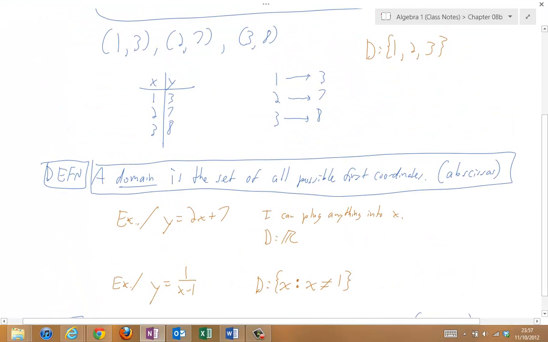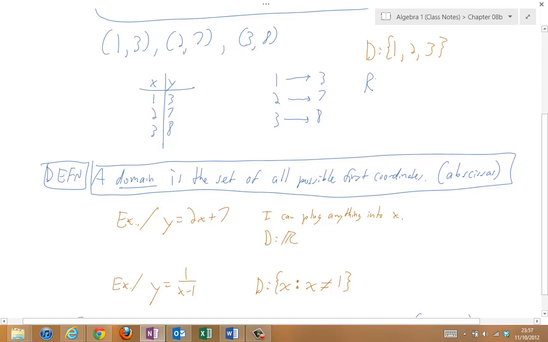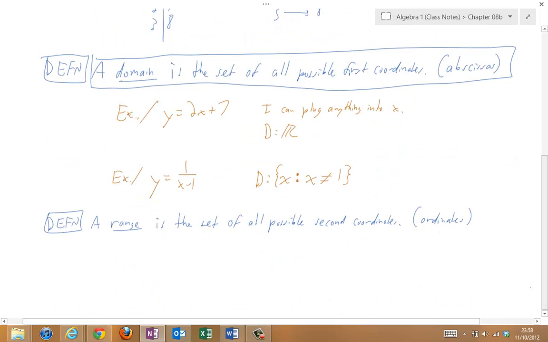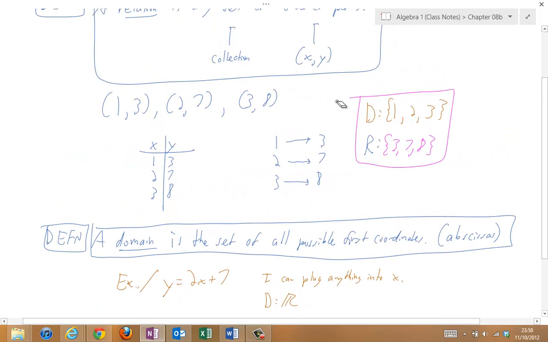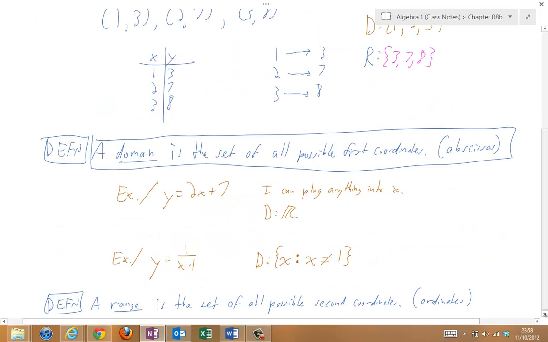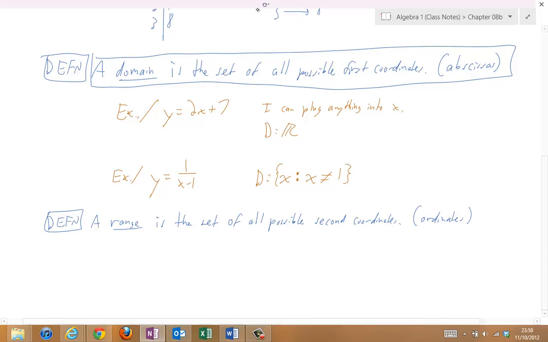But if I look back up, I would be able to say that the range of this thing would be all the second ones, so all of these. And those would have values of 3, 7, and 8. Please note that listing domain and range does not tell you how they're matched up. It's just listing. What are all the possible x values? What are all the possible y values? So, let's go to a neutral color. Let's go black.